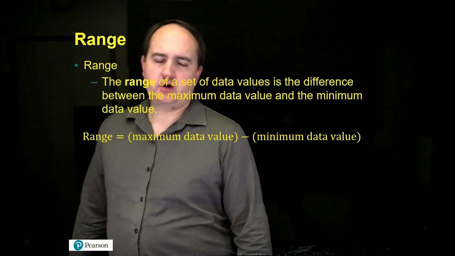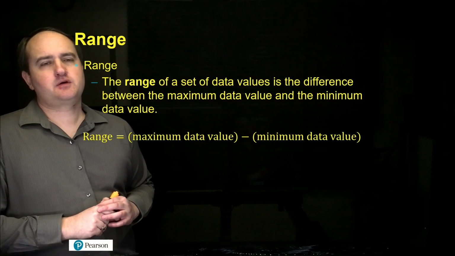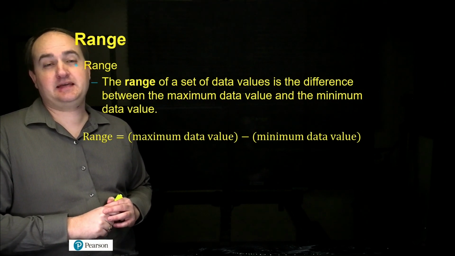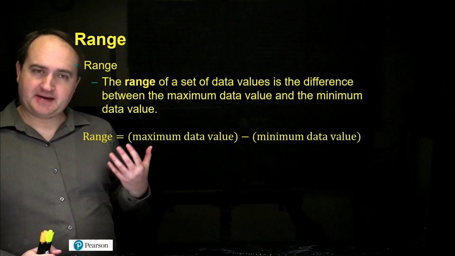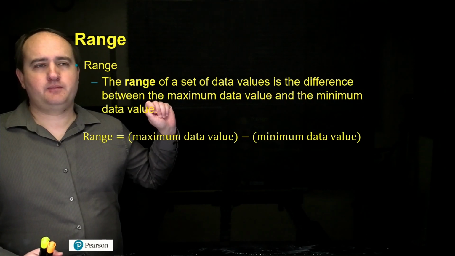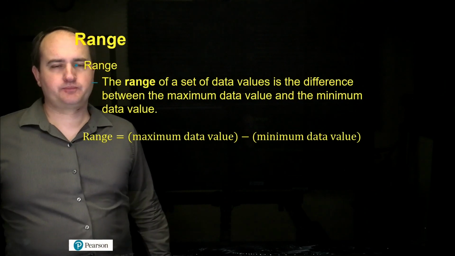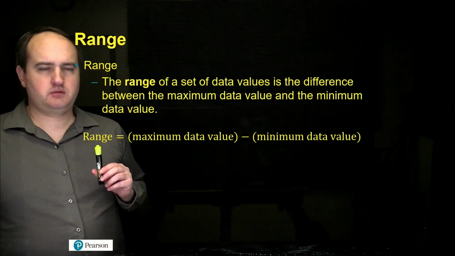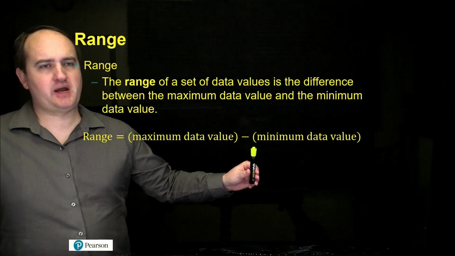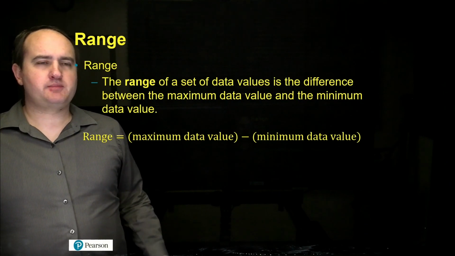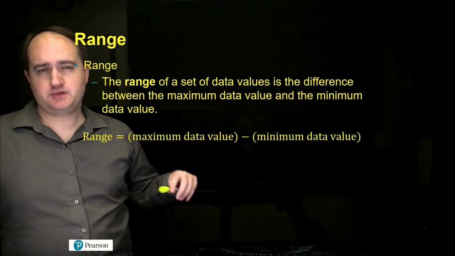And then we're going to start with the easiest thing to calculate here, the range. Okay, so the range is definitely the simplest measure of variation that there is. And it's just the difference between the maximum data value and the minimum data value. Okay? So difference means subtract. So range equals the max minus the min. Remember that the maximum is the same as the largest data value, and the minimum is the same as the smallest data value.